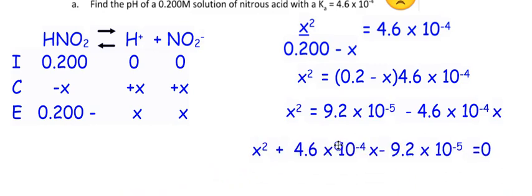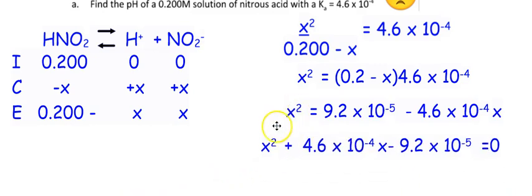And now I just kind of rearranged it. So notice now I have x squared, and then I put the x term next, all right? I added 4.6 times 10 to the negative fourth to both sides, and I subtracted 9.2 times 10 to the negative fifth from both sides. So what does this do for me? My a is 1, my b is 4.6 times 10 to the negative fourth, and my c is negative 9.2 times 10 to the negative fifth.